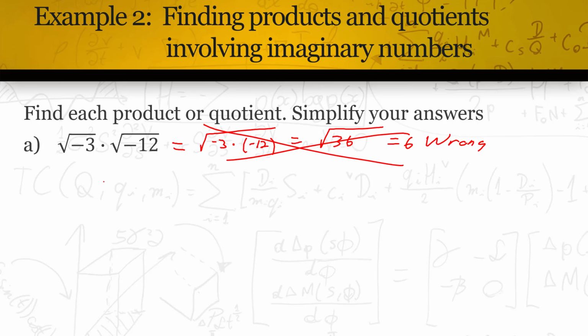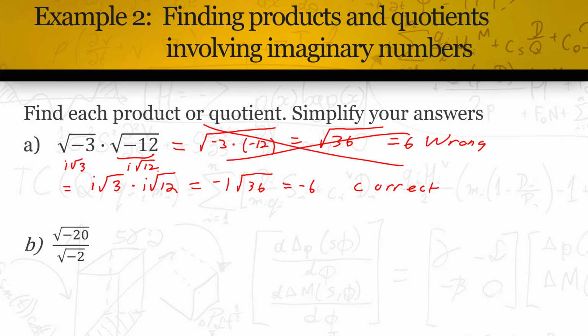Instead, you would do it like this. This would be equal to i times the square root of 3 times i times the square root of 12. Then you can multiply the i's together, get negative 1, and then you would have the square root of 36. And yes, you would get negative 6. This is correct. So once again, you want to evaluate this to get i times root 3, and evaluate this term to get i times root 12.